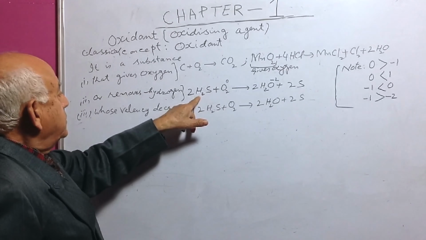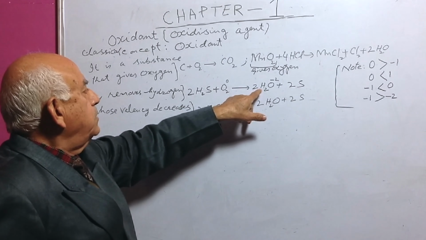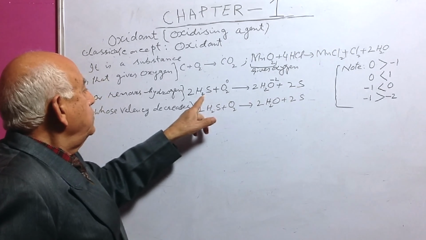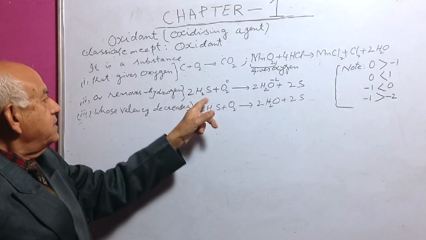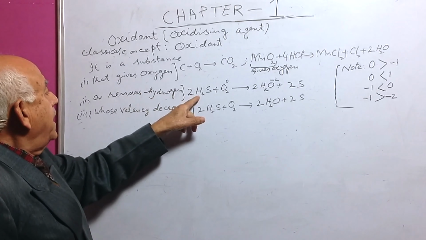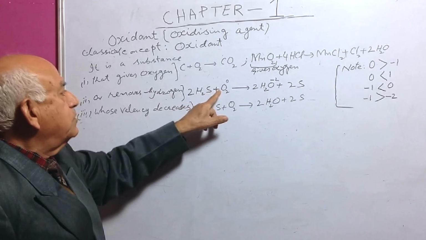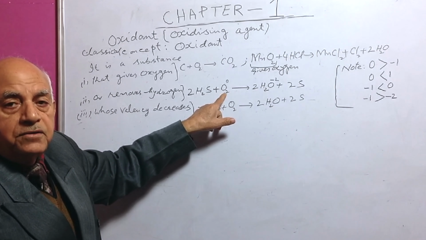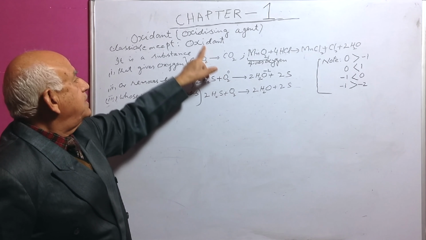Here H2S plus O2 gives rise to 2H2O plus 2S. Here what do you see? In this case the hydrogen has been removed by oxygen to form water. Since oxygen has removed hydrogen, therefore oxygen is an oxidant.